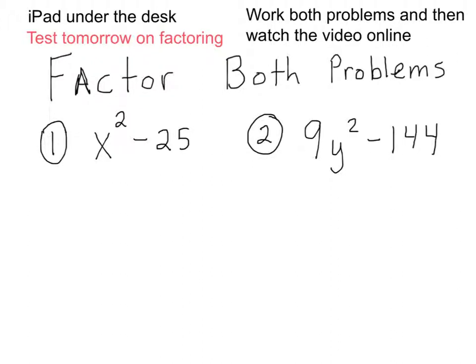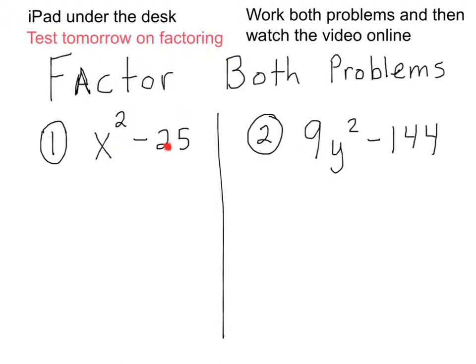So on this first problem, number 1, they ask us to factor, but I need to look at this and I need to recognize what it is. x squared minus 25. Okay, I think this is a difference of squares, but I need to look and check. x squared is a perfect square. And 25 is also a perfect square because if I take the square root of 25, I get a whole number. So I meet those two criteria.